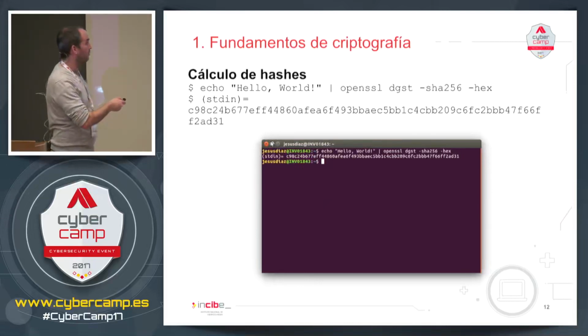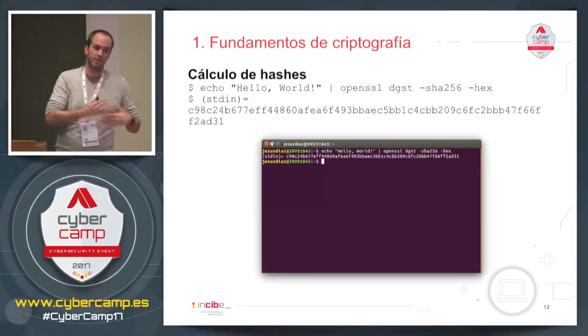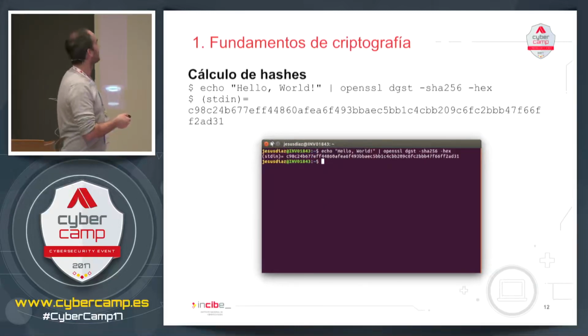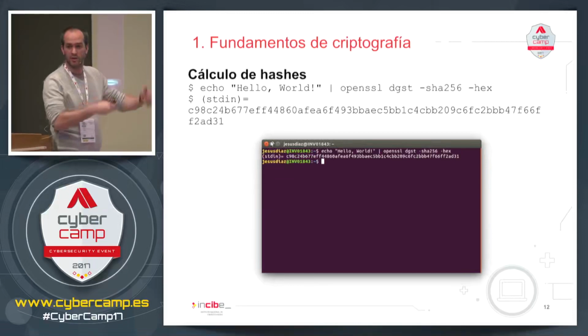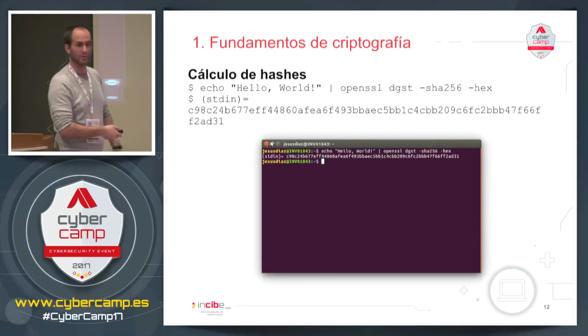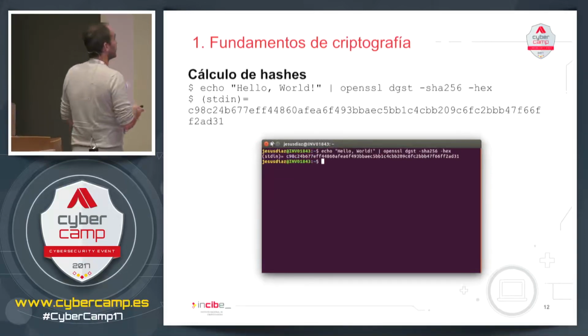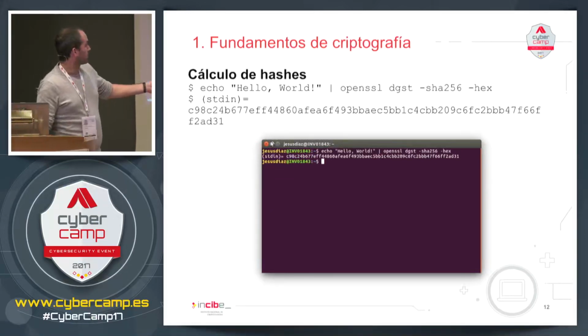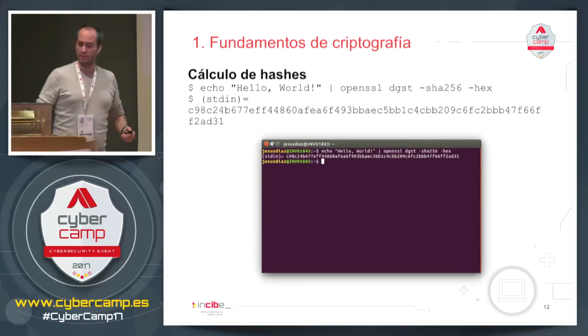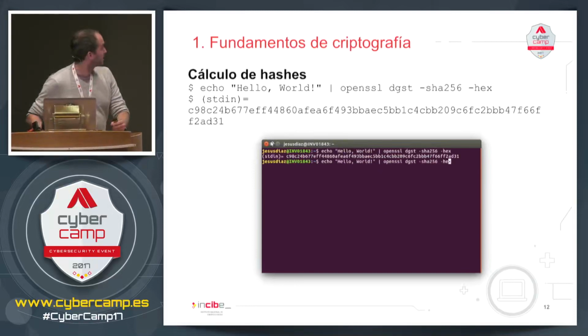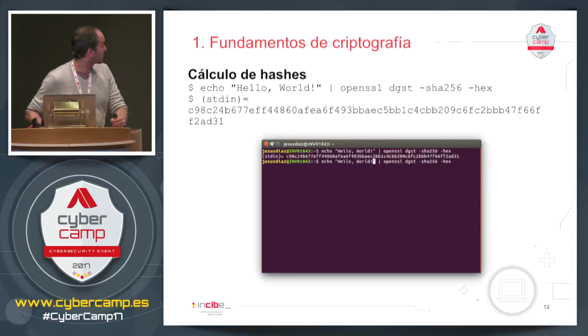OpenSSL, please calculate the summary function. This is another name that we give to cryptographic hashes. Give me the summary function of this with these initials, and show me the result in hexadecimal, because I don't want the binary result too long. So the hash is 256 bits in hexadecimal codification.